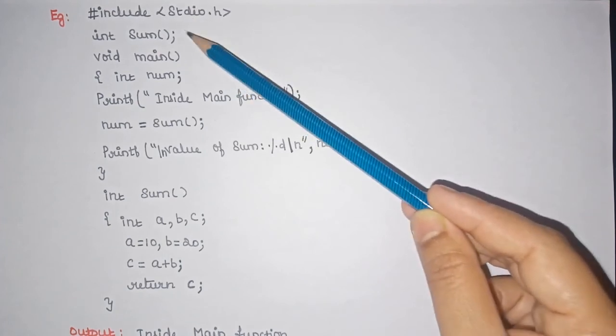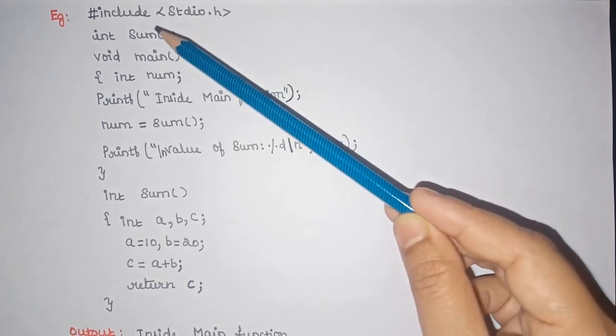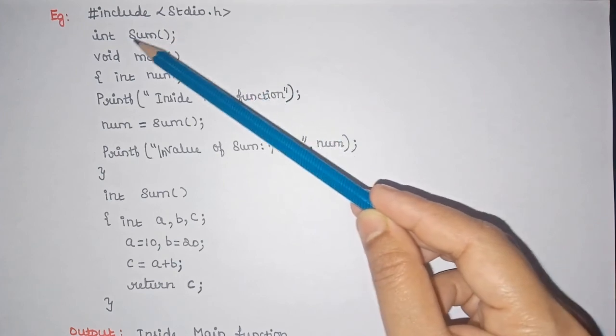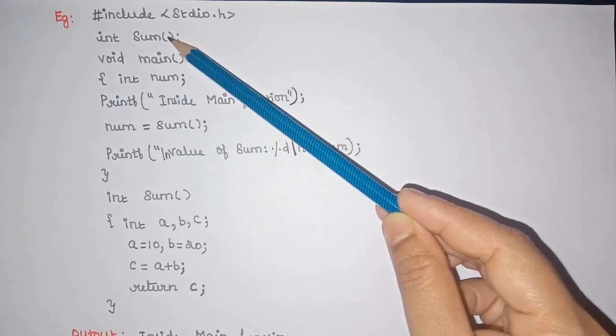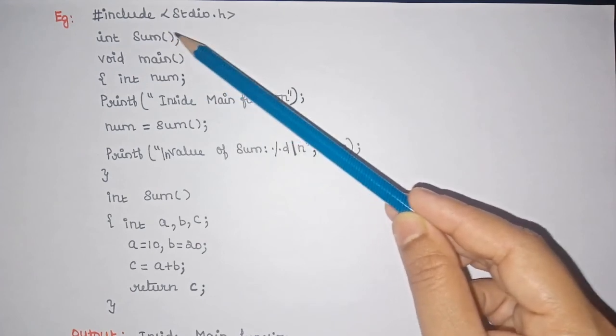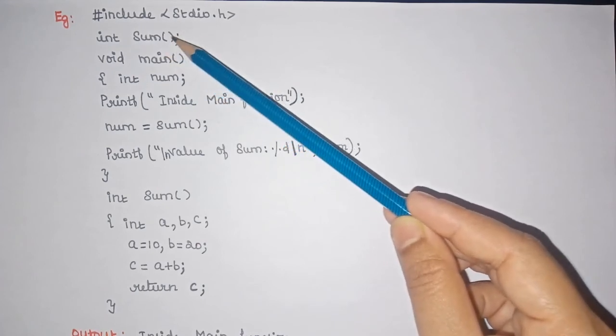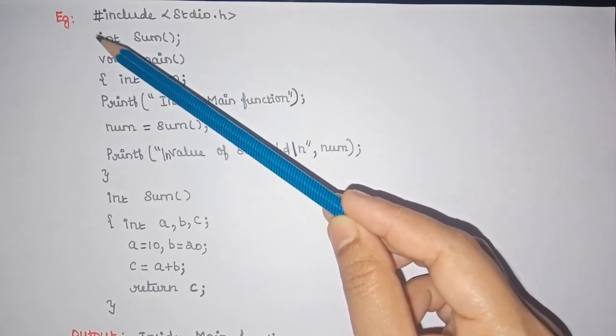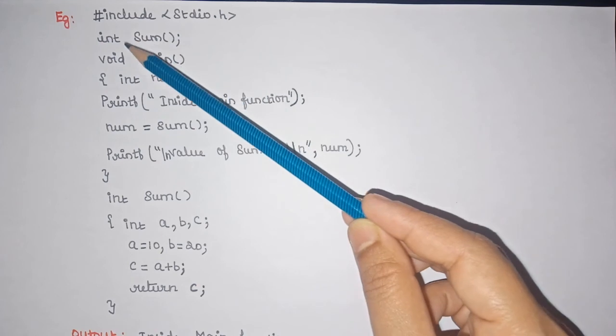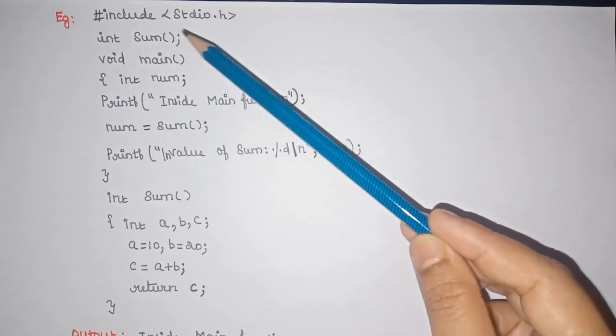Here we are going to tell the compiler what function we are using, what the return type of the function is, and what parameters are used in the function. Here we do not have any parameters, so this function is without parameters, and the return type of this function is int. So this function will return an integer value as a result.